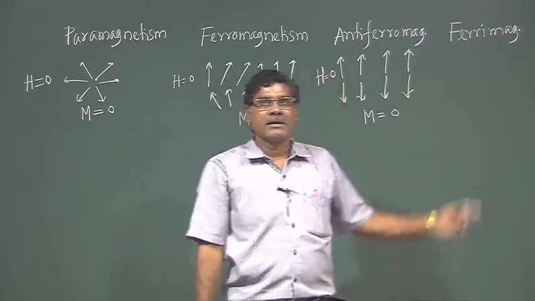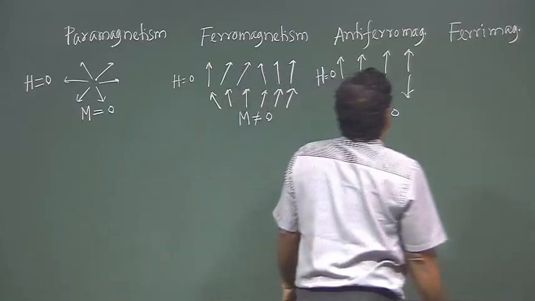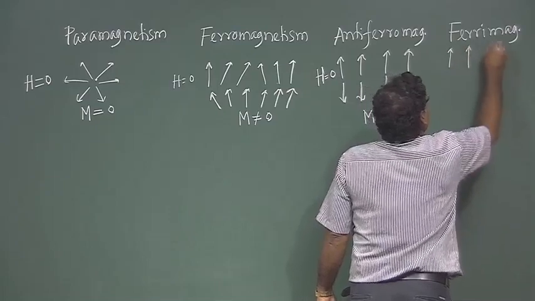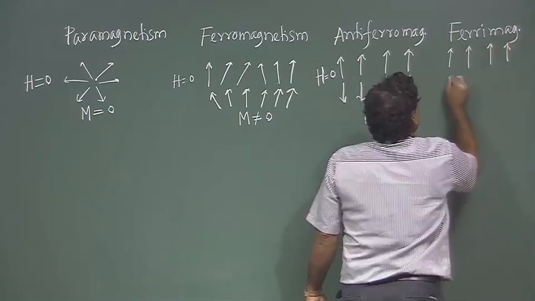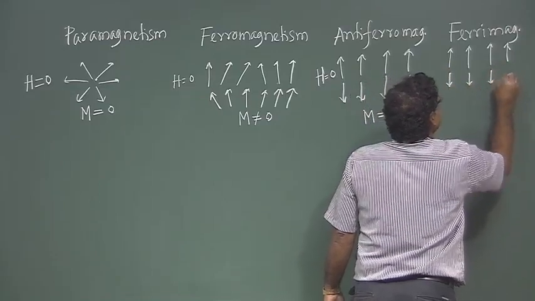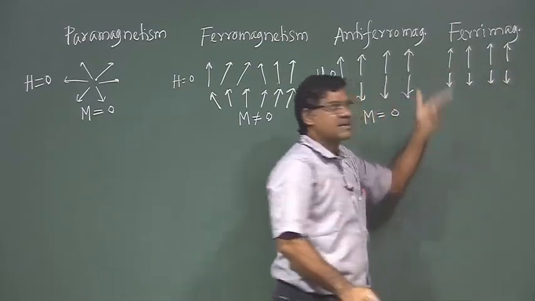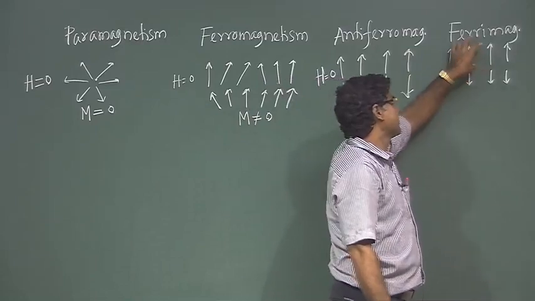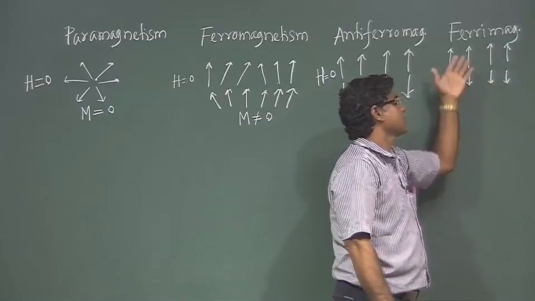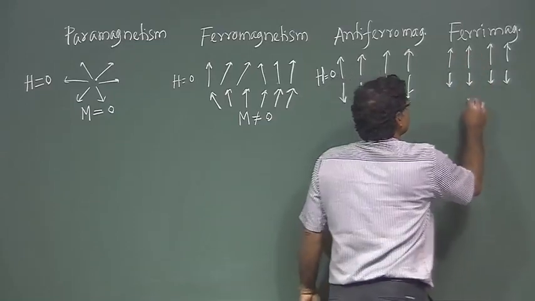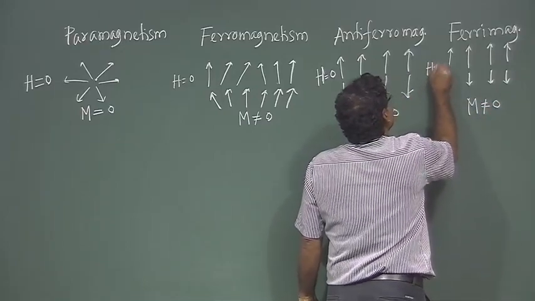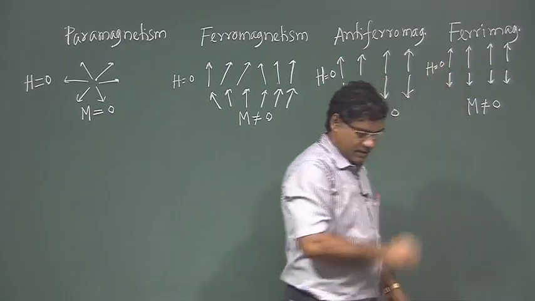Now, in case of ferrimagnetic, if the arrangement is anti-parallel but their moments are different, the parallel ones have higher moments than the antiparallel down ones, which are smaller. So, there will be net magnetization, magnetization will not be 0, and this is again for H equal to 0.